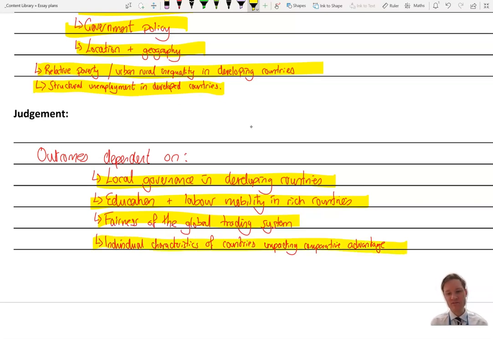And the individual characteristics of countries impacting their comparative advantage, ultimately, it does depend on what your comparative advantage is, and therefore what you gain from globalization. That's all I've got time for.